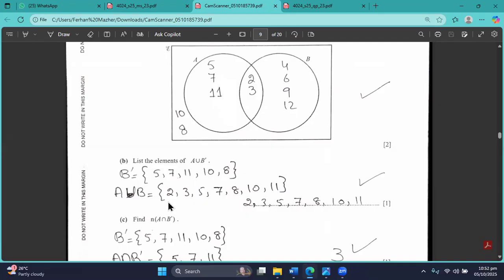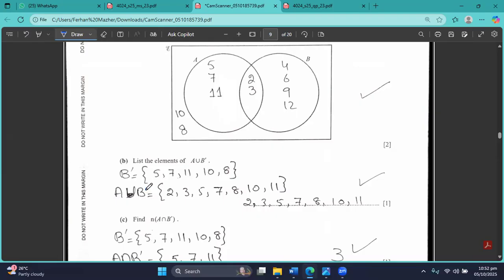Then I will take the common portion between A union, not the common portion. I will take the union of A and the B complement. Okay. I forgot to write here complement. So that will be 2, 3, meaning the B complement and A. Because you have to take the whole of A, so now it will be 2, 3, 5, 7, 8, 10, and 11. So this is a little tricky question.